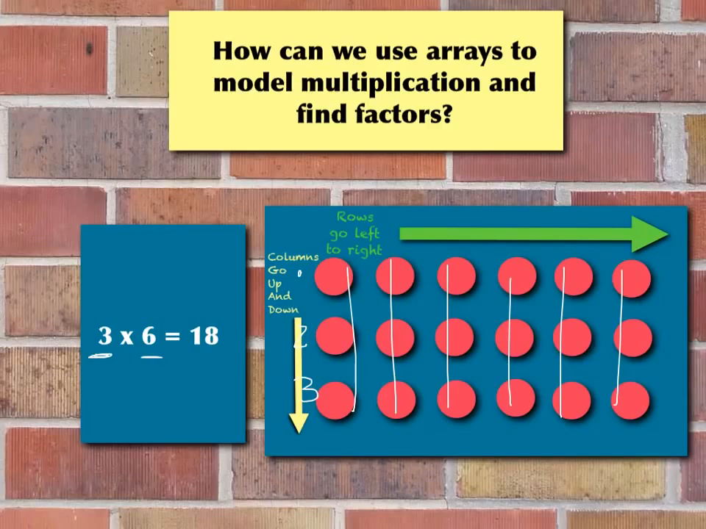So we have 18. The most important thing to remember is your columns and your rows. Columns up and down, rows left to right, and use the number of each to make your multiplication sentence. Now you can use arrays to model multiplication.